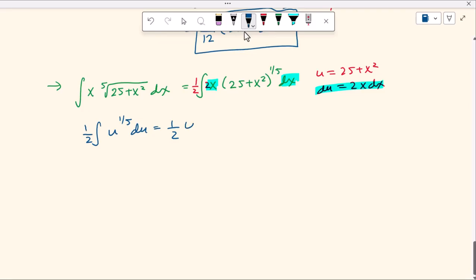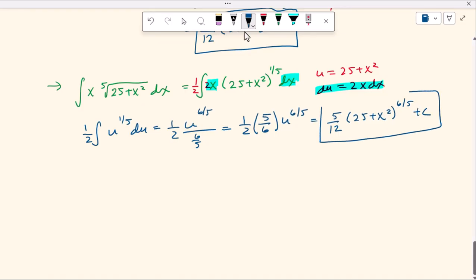So now I'm ready to use the power rule. Add 1. 1/5 plus 1 would be 1/5 plus 5/5 is 6/5, divided by 6/5. So I have 1/2. When you divide by a fraction, you multiply by the reciprocal. And then we'll go ahead and clean this up. So this would be 5/12. And then u, we remember, was 25 plus x squared, and this is to the 6/5 plus c.